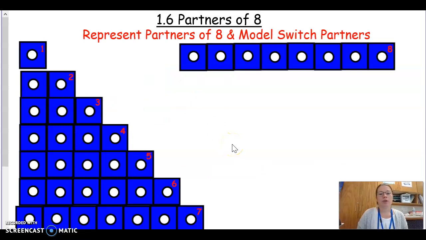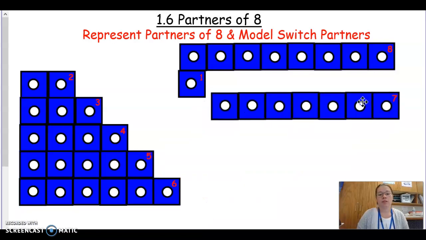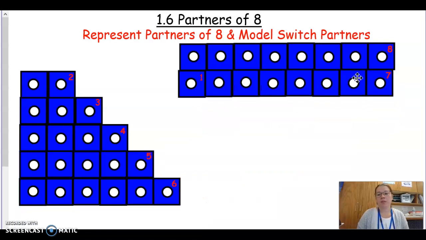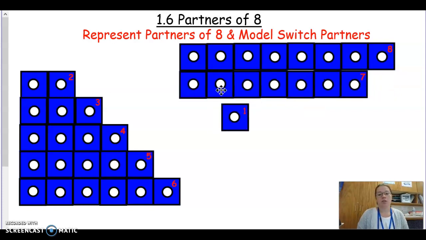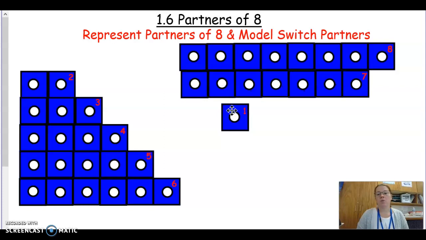Alright, so we're going to represent partners of 8 and model switch partners just like we did with partners of 7. So here we have our stair step of 8, and we're going to start off by using 1 and 7, because 8 is just 1 more than 7. So we have 1 and 7. We can also switch those partners to have 7 and 1. Okay? Let's try the next one.